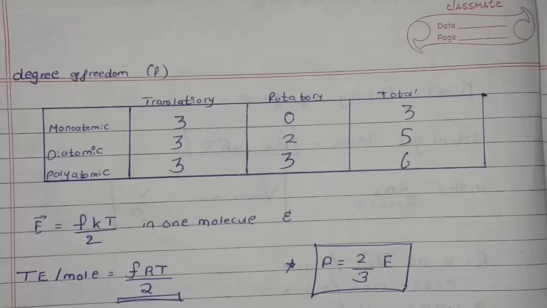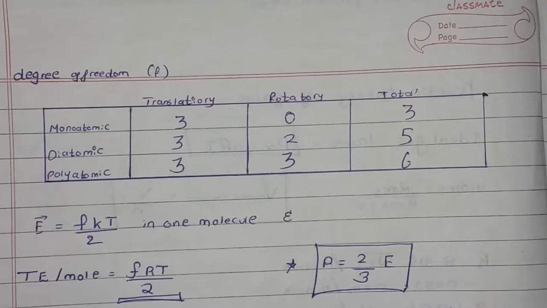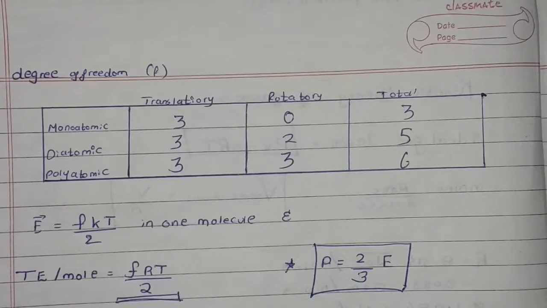For monoatomic, there are three translatory motions and zero rotatory motions, so the total is 3. For diatomic, there are 3 translatory and 2 rotatory, so the total is 5. And for polyatomic, 3 and 3, the total is 6. I hope you will learn these numbers quite easily. So that was degree of freedom.